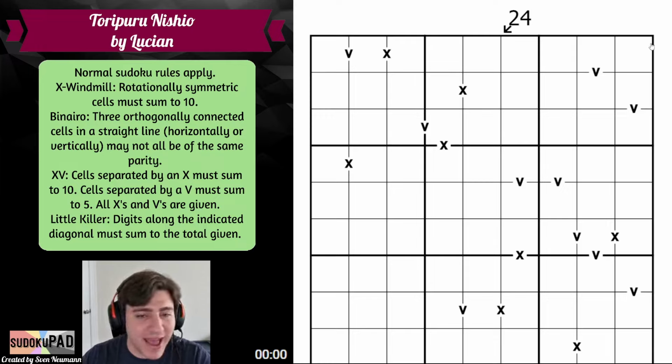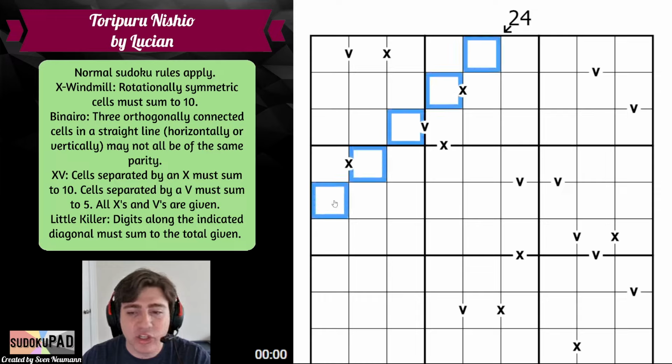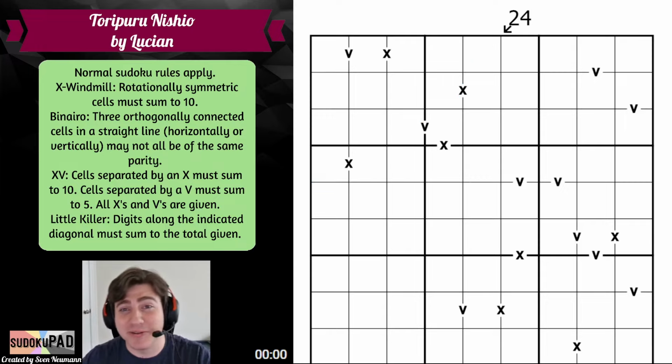Then, finally, we have little killer. Digits along the indicated diagonal must sum to the total given. So these 5 cells here must sum to 24, because that's what the clue says. Again, a familiar constraint. Those are the rules. Let's just jump right into it.